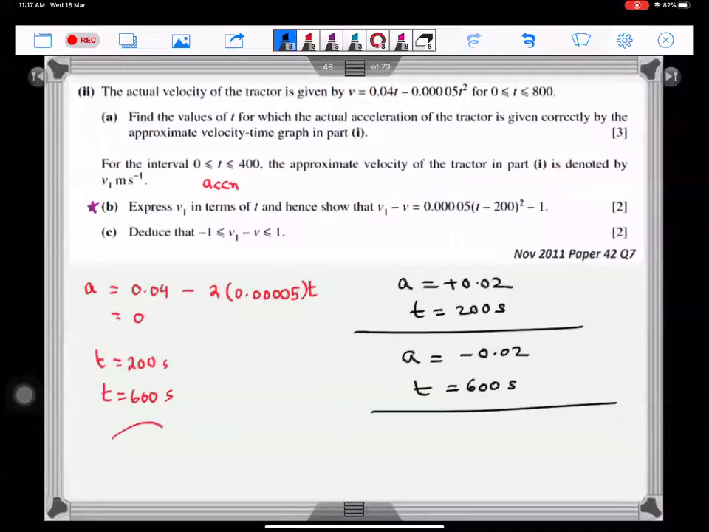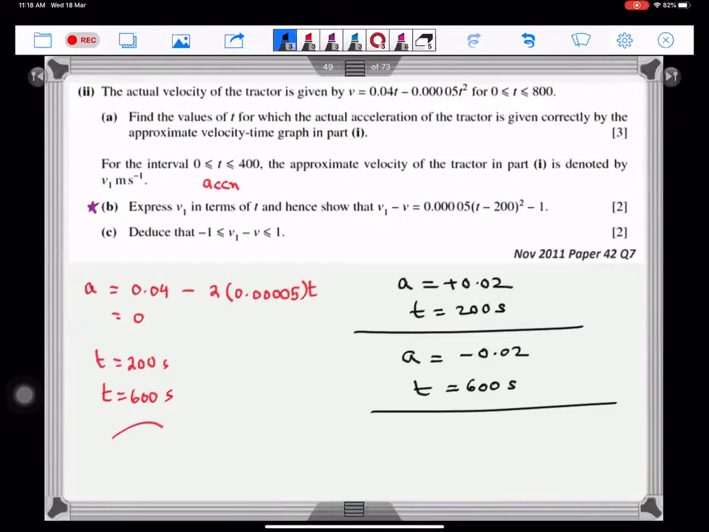So you get the acceleration equation. You make it equal to 0.02. One value of time comes out to be 200 seconds. The other value of time comes out to be 600 seconds. So this working was also pretty straightforward. Now the last two parts, they involve a bit of pure math.